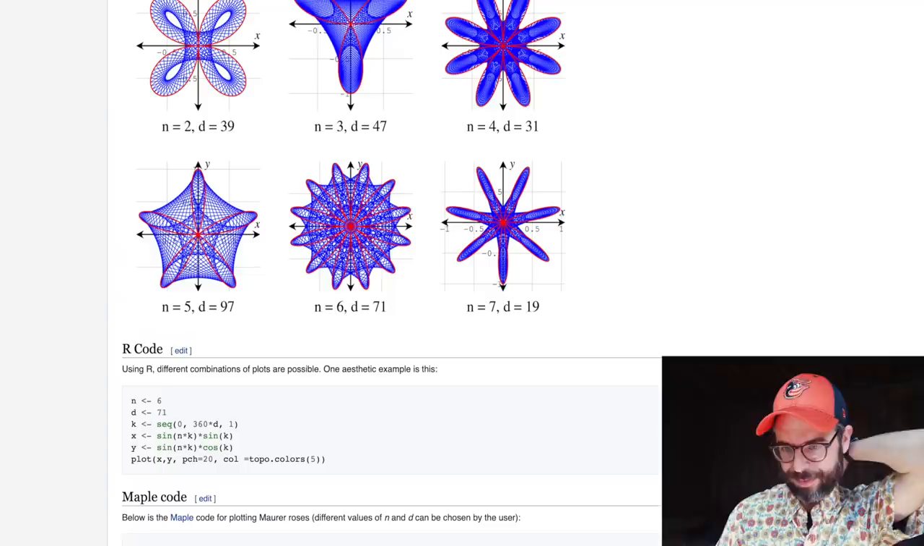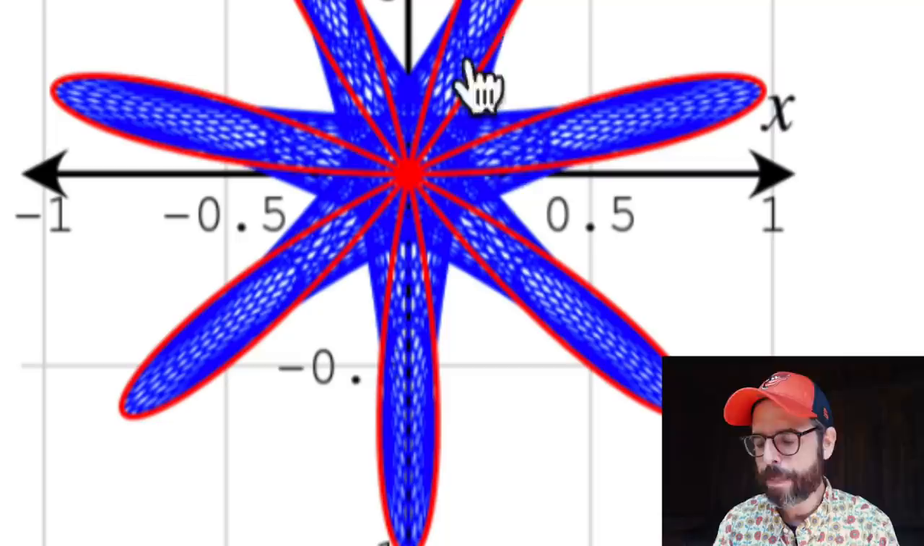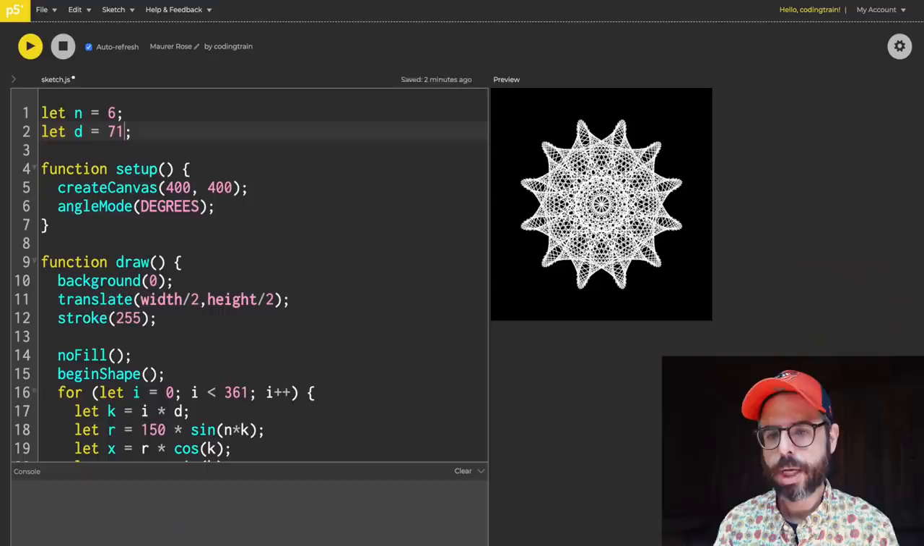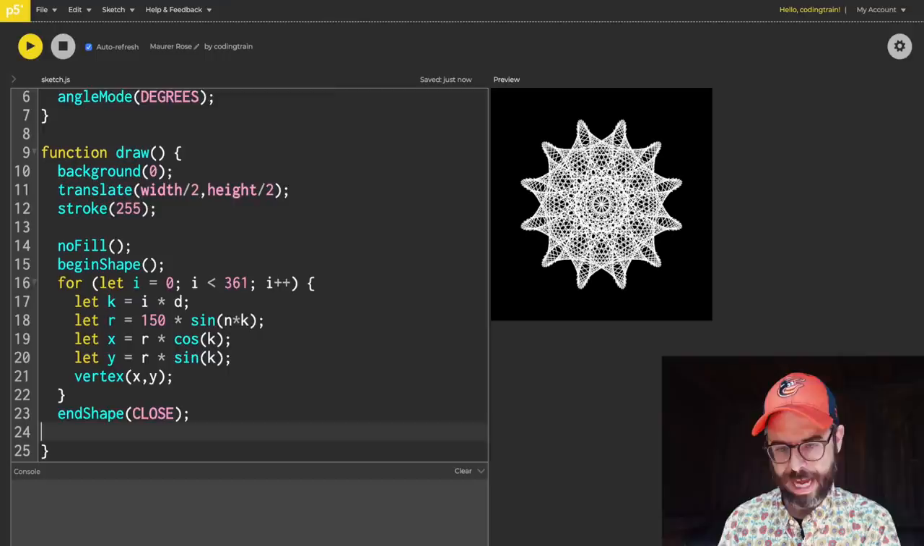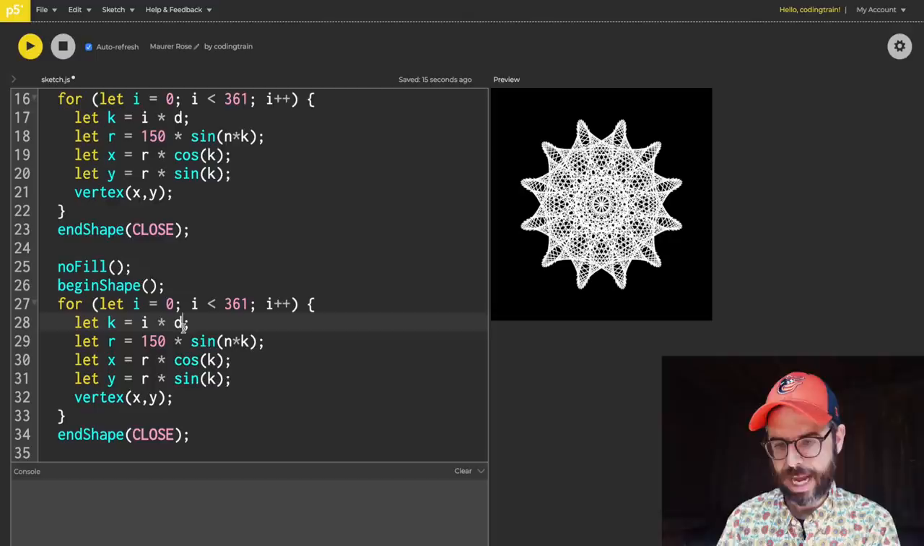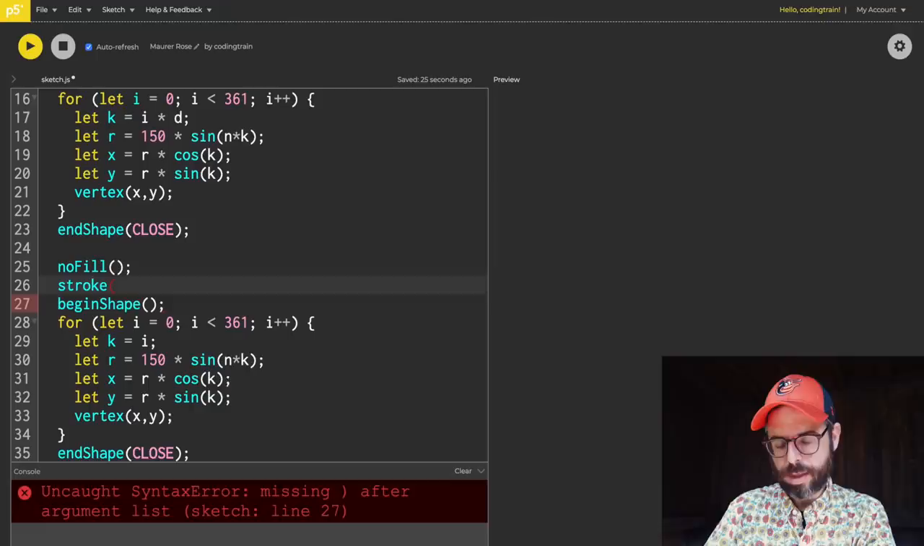One is, I like the way these visualizations show the plane sinusoidal pattern, if I'm saying that correctly, along with the Maurer Rose in different colors. So I think the way that I would do that is by just saying, let me add a second pass. And I think the difference here is if k is just i. Well, I can't see because I need a different color. Let's make it blue.